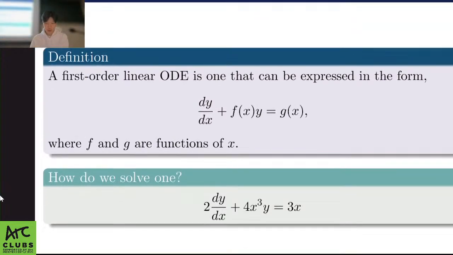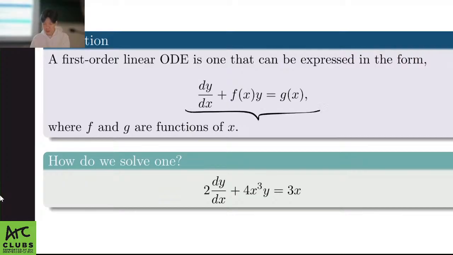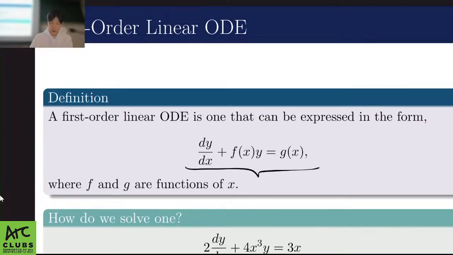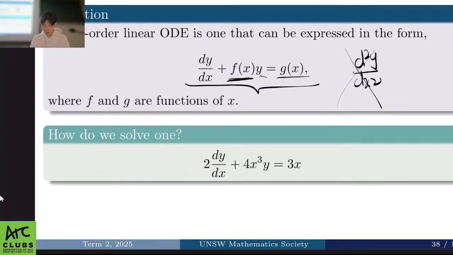Now we have something called first order linear. So it's in this form. We have dy/dx. Notice how it's dy/dx, it's not d squared y. It's just dy/dx plus some function in terms of x multiplied by y equals g of x. It's kind of in this form here.